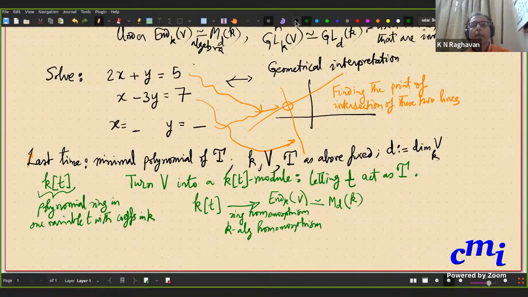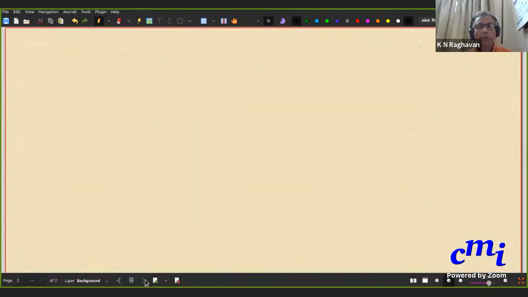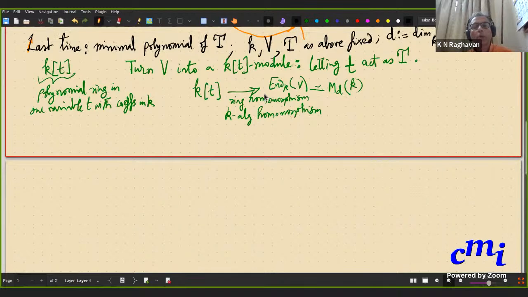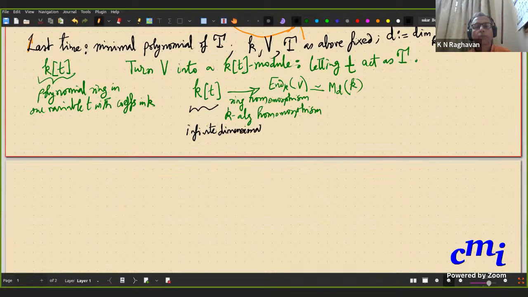So as a first example of the application, we have defined the notion of minimal polynomial. So this is how you can do it. So look at this. This is a vector space. This is an infinite dimensional vector space. This is a finite dimensional vector space.